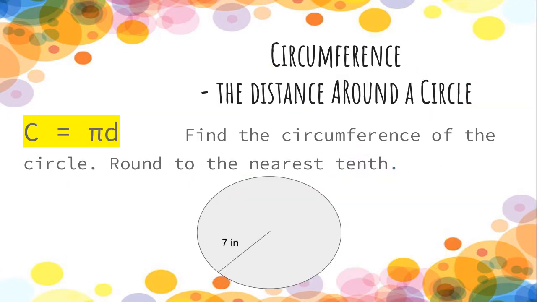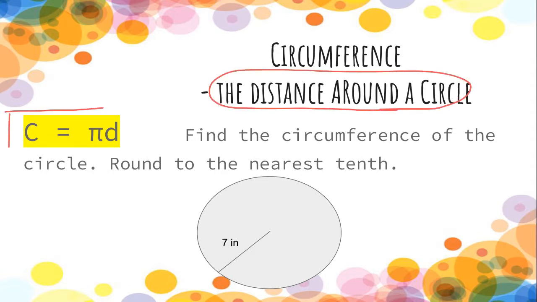Okay, this is another circumference problem. I'm trying to find the distance around the circle. I'm going to use this formula. The problem is that I didn't give you a diameter. So it's time for another definition. I actually gave you a radius.